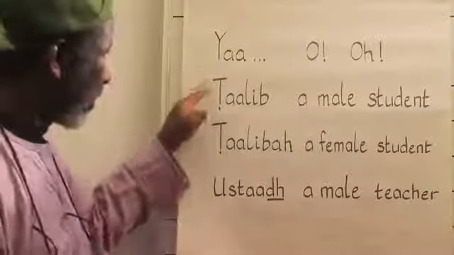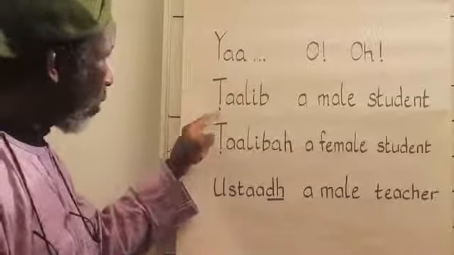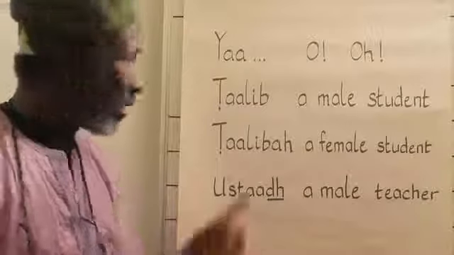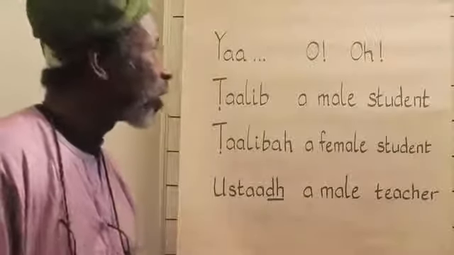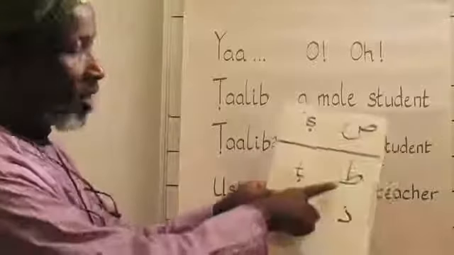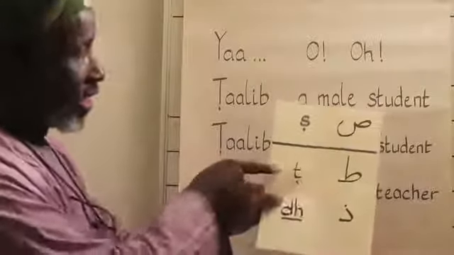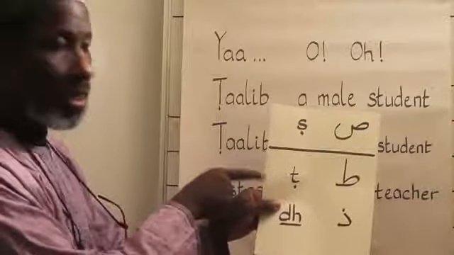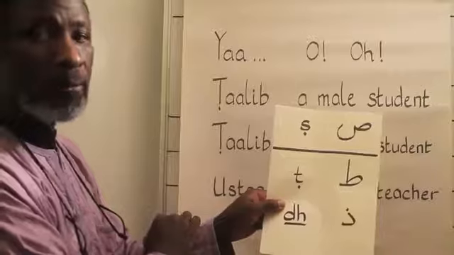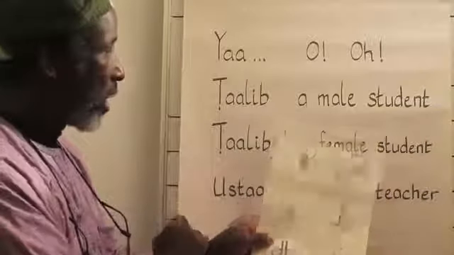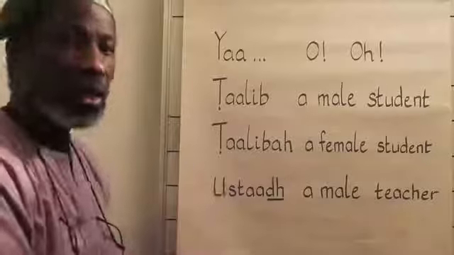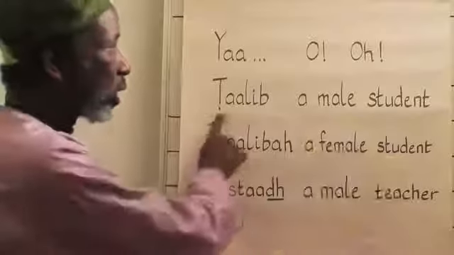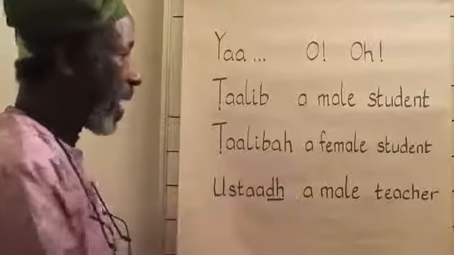Talib. T with a dot underneath it represents the letter ta. In the transliteration, you represent it by writing a T with a dot below it. Ta. Taliba, a female student, the same letter, ta. Talib, taliba.